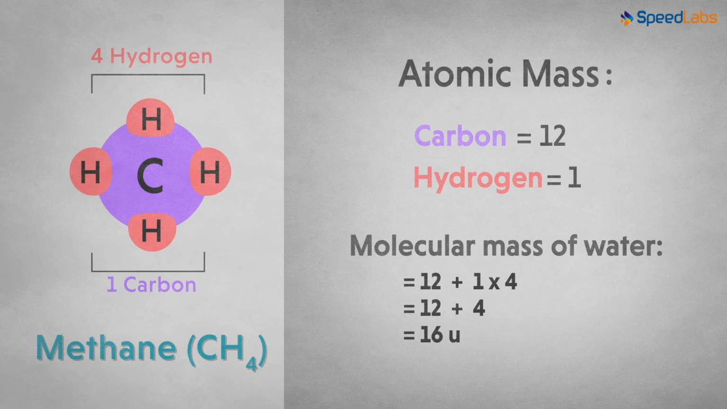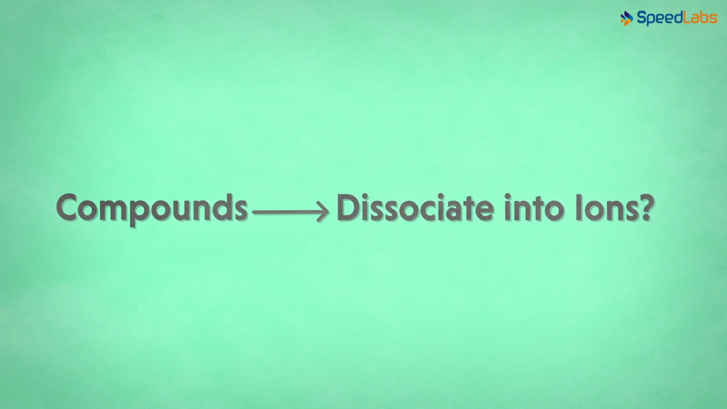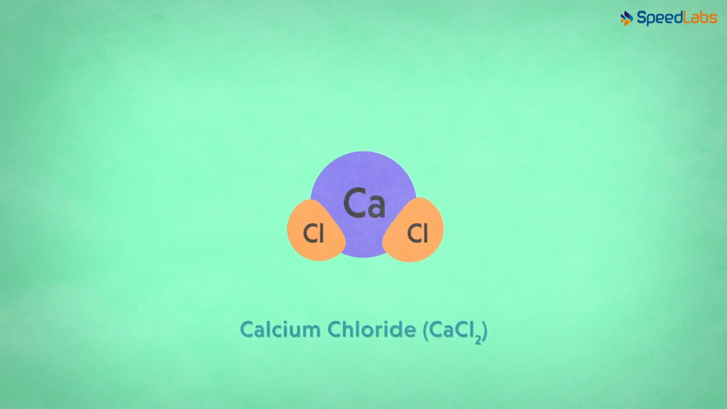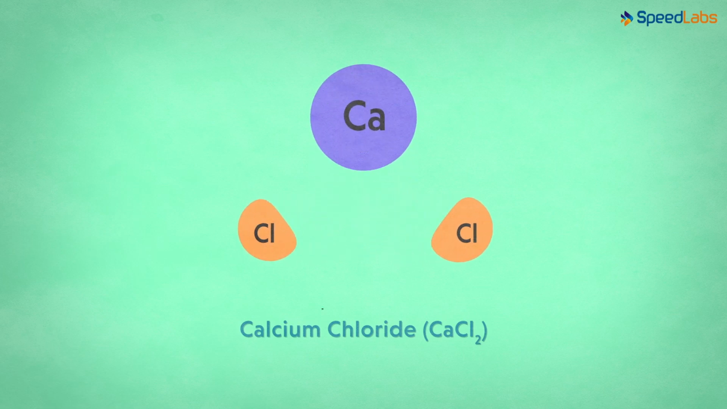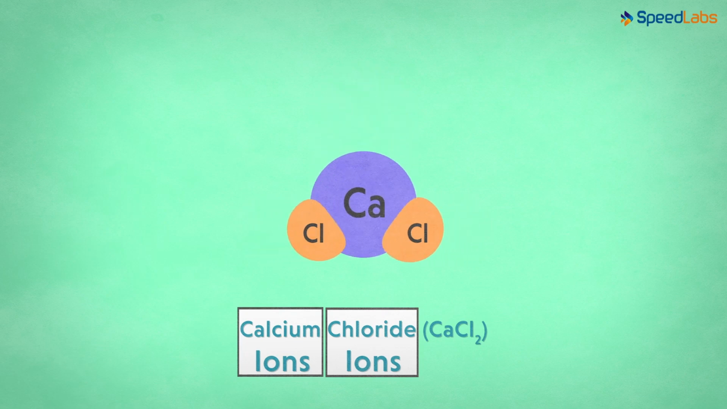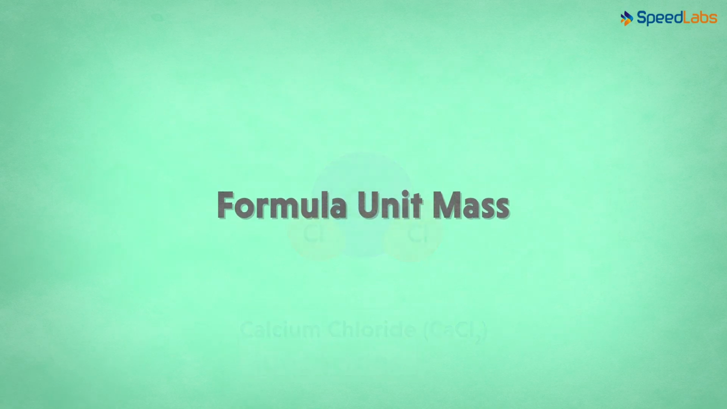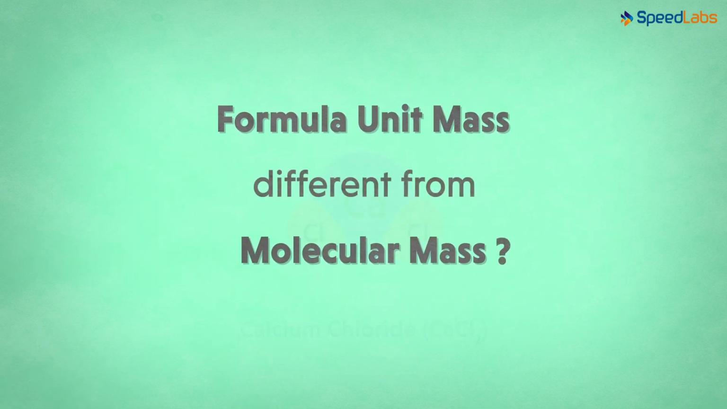Now this was about the molecular mass of compounds that give a complete molecule when divided. What about the compounds that dissociate into ions? Say for example the calcium chloride compound. It dissociates into calcium and chloride ions. Well, we don't have to worry. In such cases, we use formula unit mass. Now what could this be? Is this different from the molecular mass?